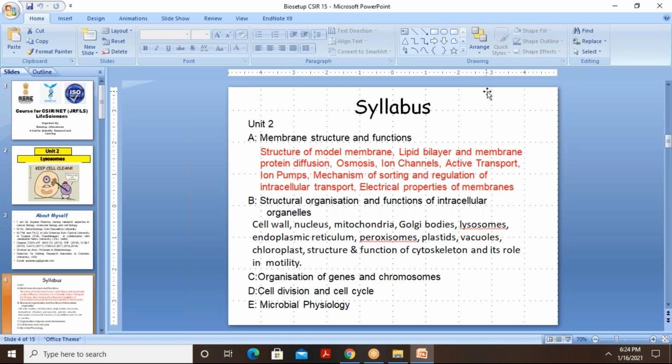Hope everyone is understanding and there is no confusion. This was a very small and easy topic, but a very important topic. You saw how many questions are asked, and we will solve the CSIR questions also. When I was talking about acid hydrolases, pH 5, proton, all these questions have been asked. Understood?